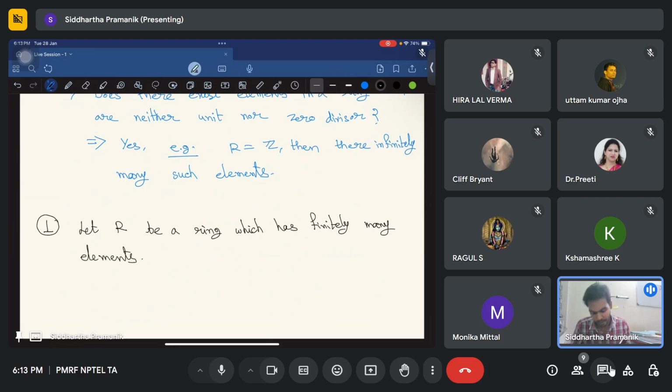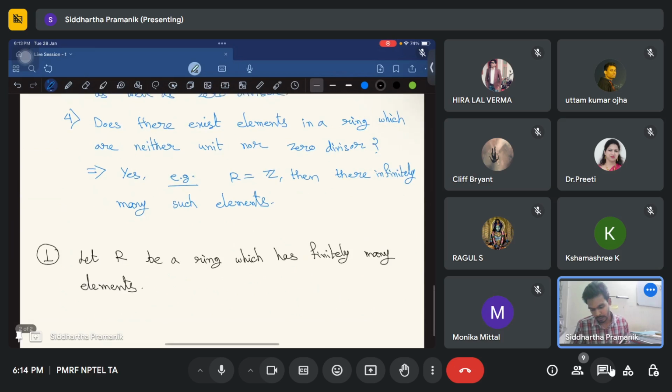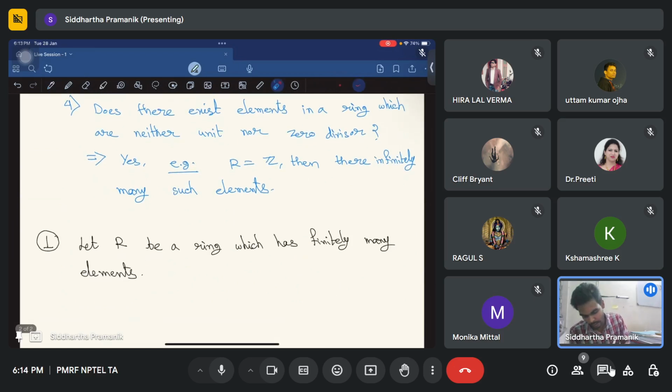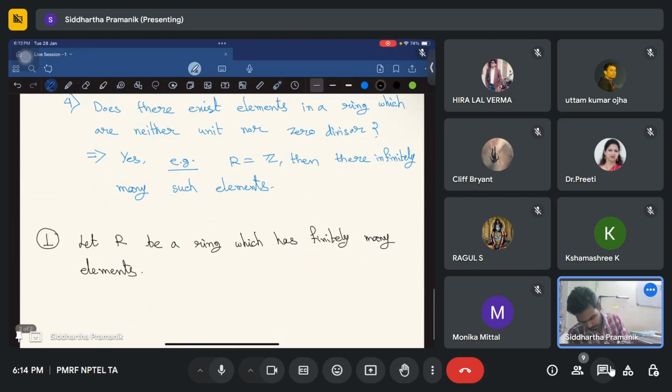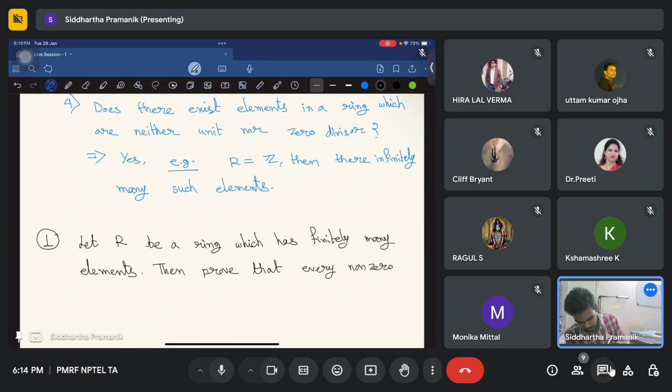Okay, so R is a finite ring. So in that case, the above situation which I have asked in 4 cannot happen. So then prove that every non-zero element in R is either a unit or a zero divisor.